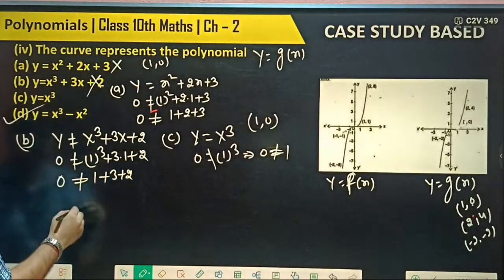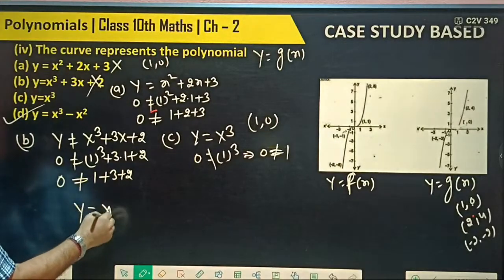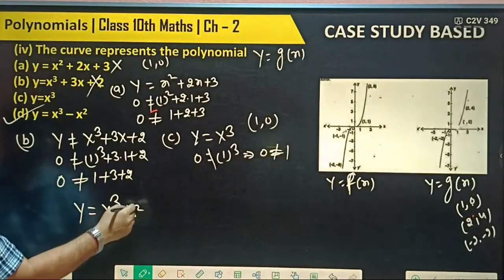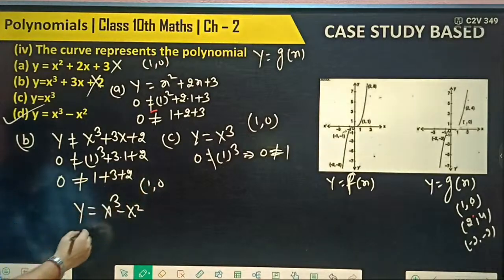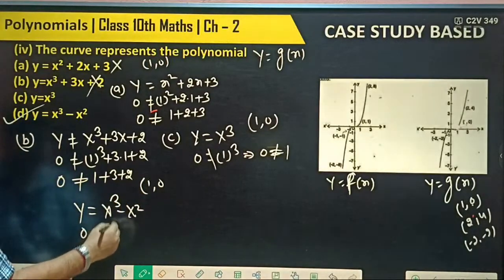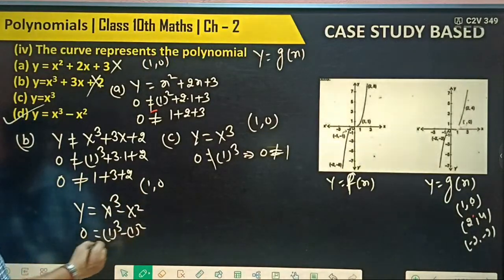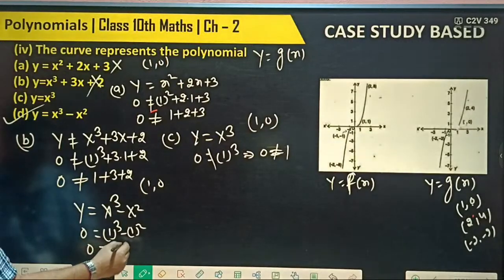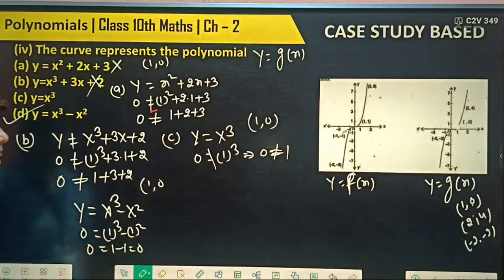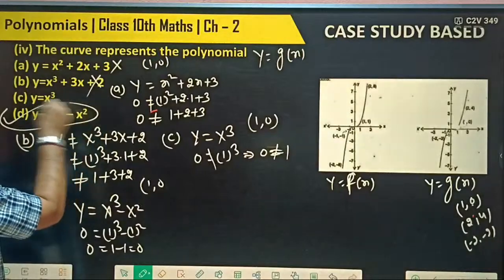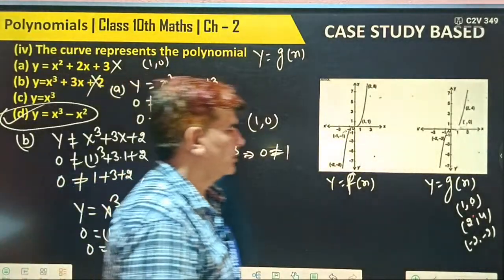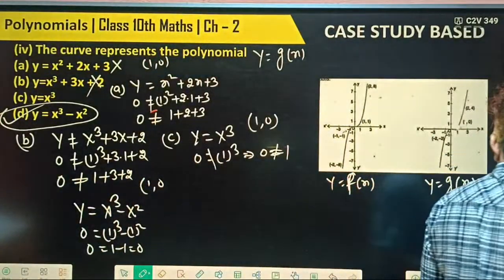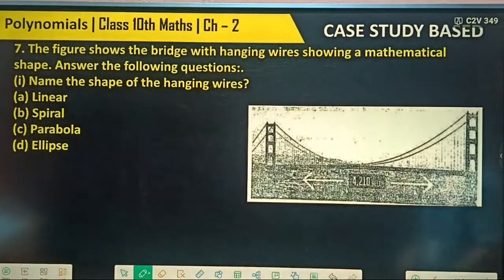So which one is left? This definitely: y equal to x cube minus x square. Put the values of (1, 0): 0 equal to 1 cube minus 1 square. So 0 equal to 1 minus 1 equal to 0. So whose graph is this? I already told you. Got it or not? So this is understood.